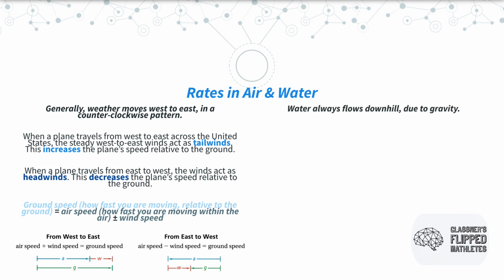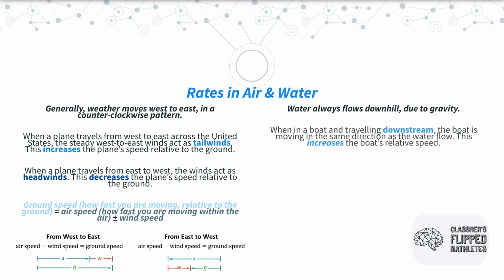Let's look at water. Generally, water flows downhill due to gravity, and that always happens. Water is always flowing towards a lowest point because gravity is pulling it downwards. When you're in a boat and traveling downstream, so the water is moving down the stream with gravity, the boat is moving in the same direction as the water flows. So the water is going down the hill, and so is the boat.